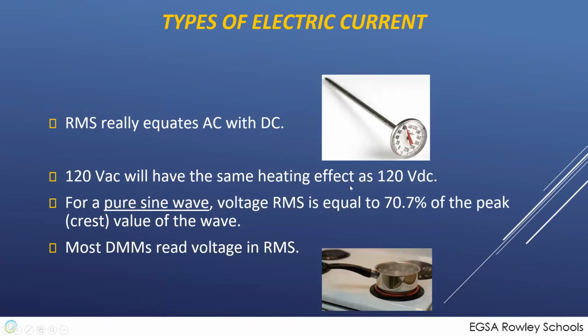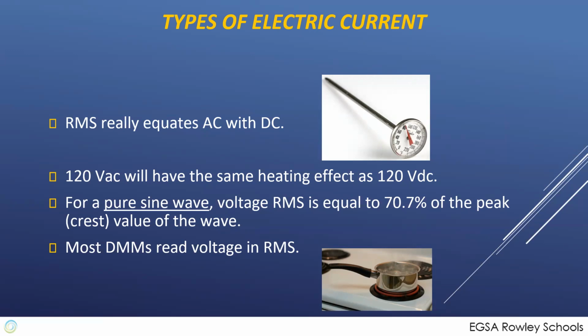So why do we use RMS for the most part nowadays? Well, RMS is the easiest way to equate AC and DC power. If you have 120 volt AC going into a pure resistance heating element, it'll have the same effect as 120 volt DC if you're measuring the AC at the RMS value. Now, for a pure sine wave, RMS is equal to 70.7% of the peak value of the wave.